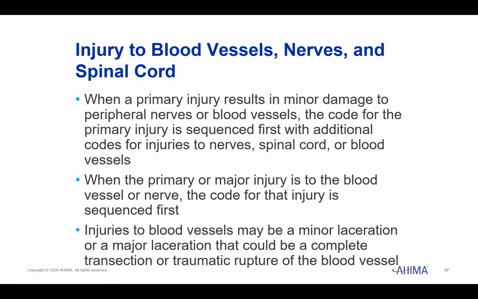When a primary injury causes minor nerve or vessel damage, sequence the primary injury first and then add codes for nerve, spinal cord, or vessel injuries. If the major injury is a nerve or vessel, that injury is coded first.